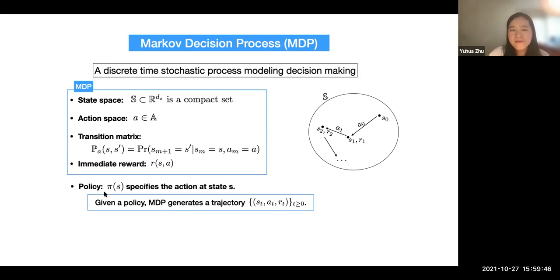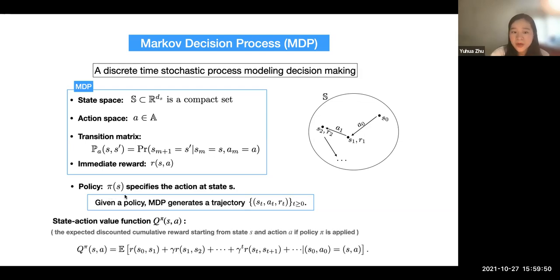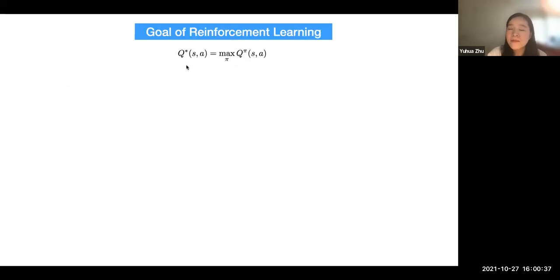So how do we evaluate whether this policy is good or not? We evaluate by the value function Q. The value function Q under policy pi is basically a discounted cumulative reward. Here we have a discount factor gamma, which is a constant between 0 and 1, so basically it discounts all the future rewards. And we have an expectation here, which is over all possible trajectories starting from this S0 and A0. The larger the value function, the better the policy.